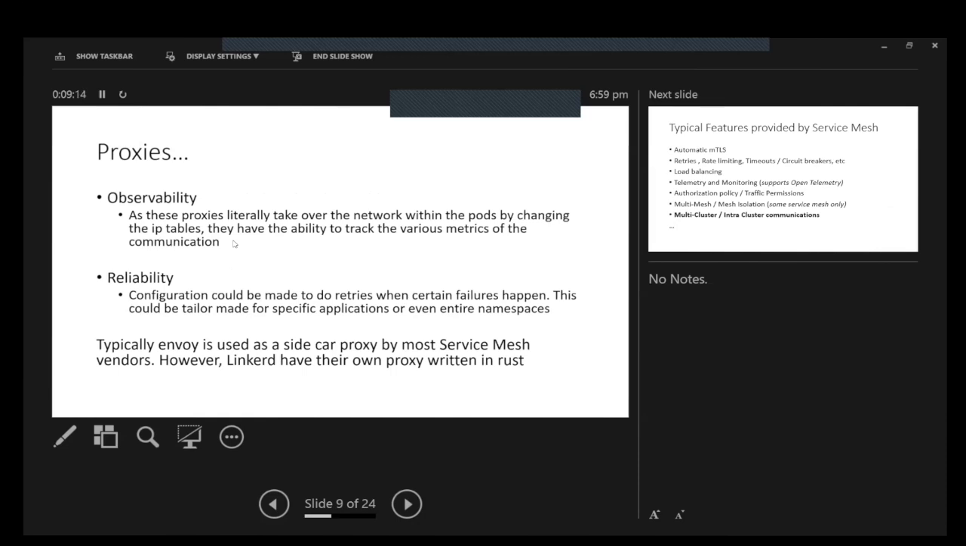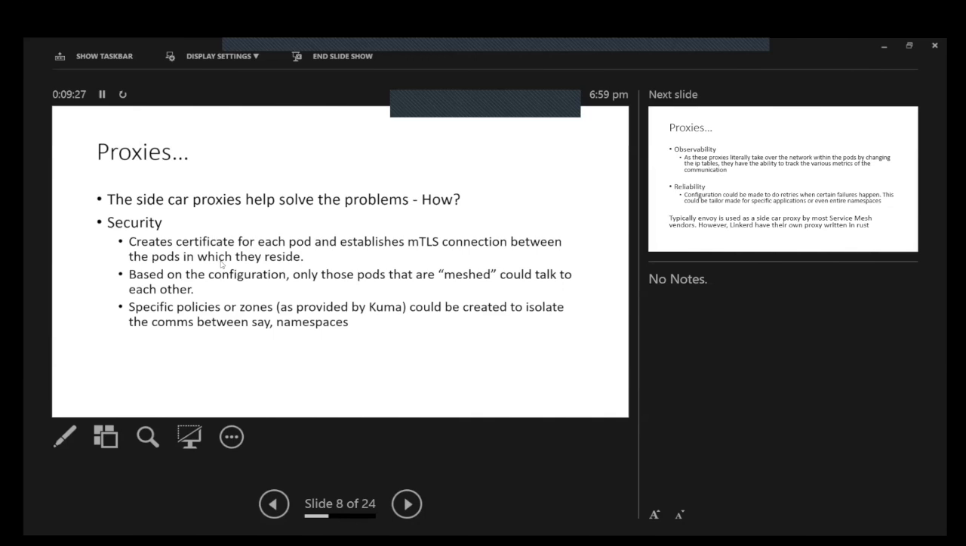Now you can define policies at your deployment level in Kubernetes. This is how you're solving your security.